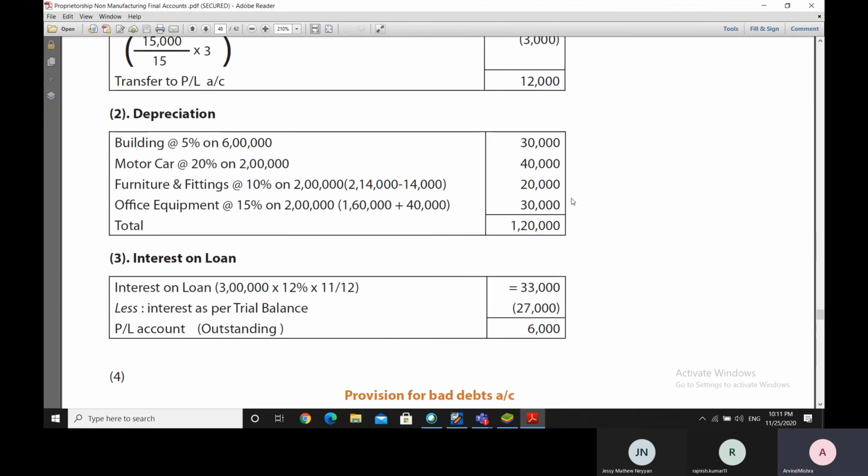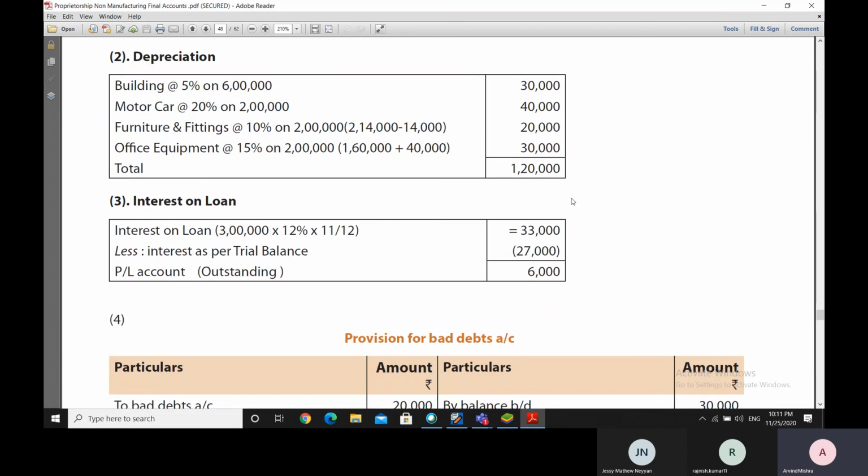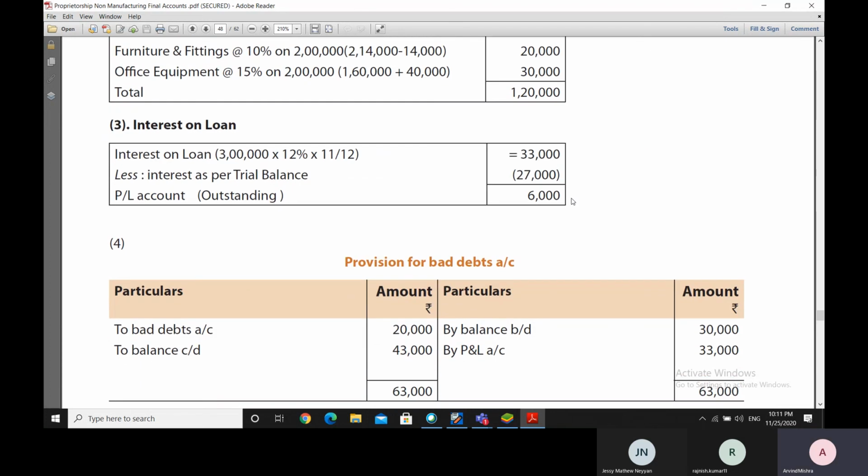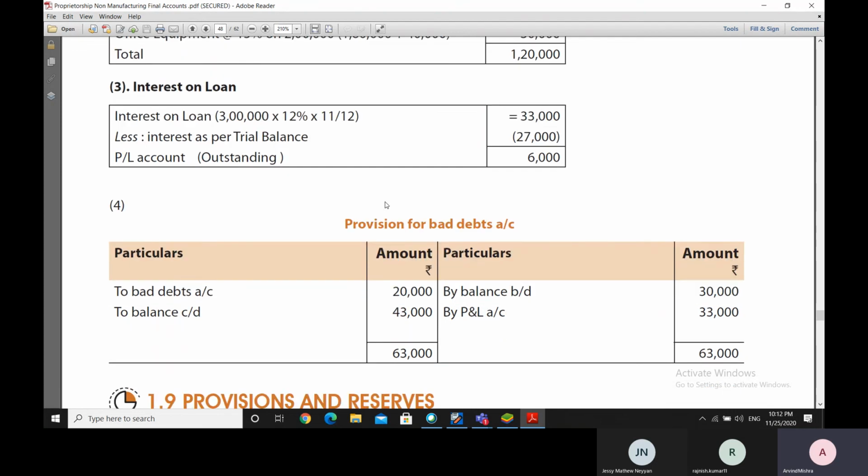So depreciation is accordingly calculated. Interest on loan is to be also calculated in this case, where the loan is 3 lakh rupees, so interest will be at the rate of 12% for 11 out of the 12 months, will be so much, and from that we have to reduce the interest as per the trial balance, and thereby we get an outstanding interest of 6,000 rupees.